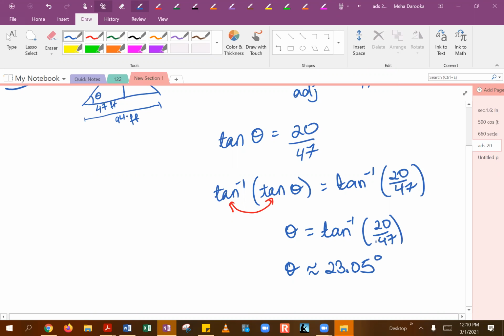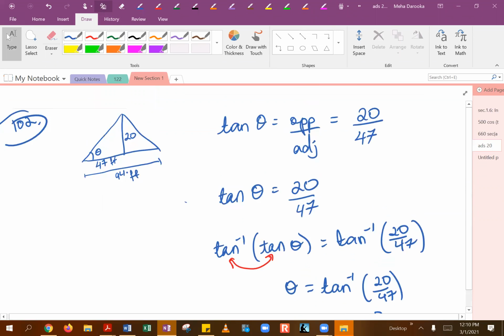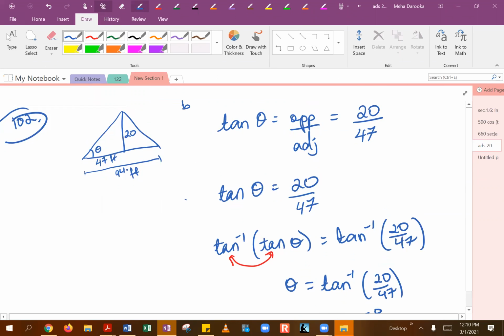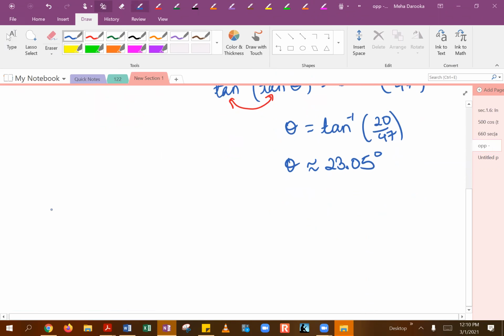And again, use your homework instructions to see, do they want radians? Do they want degrees? How are they asking you to round your answer? But right now we're doing this in degrees. So that is going to be your angle of repose. So this was part B of our problem.